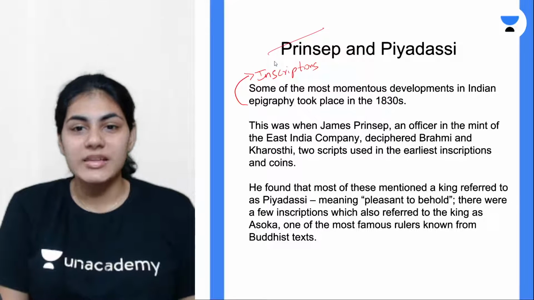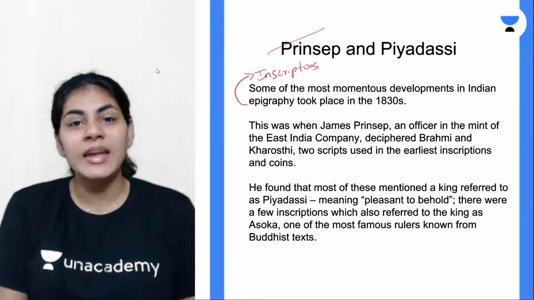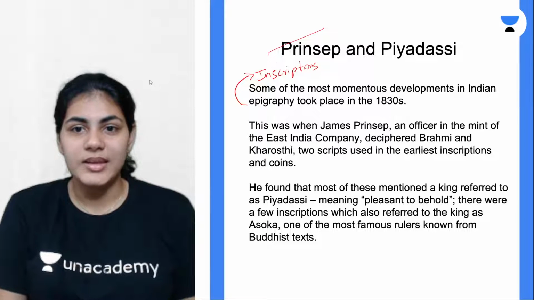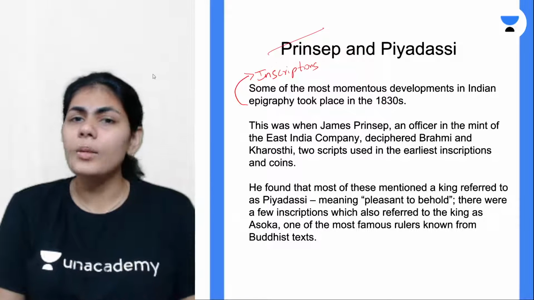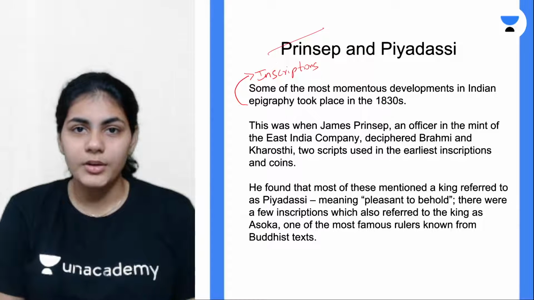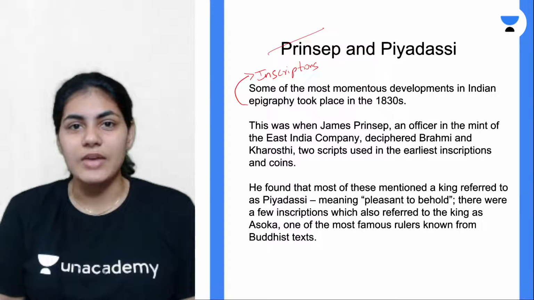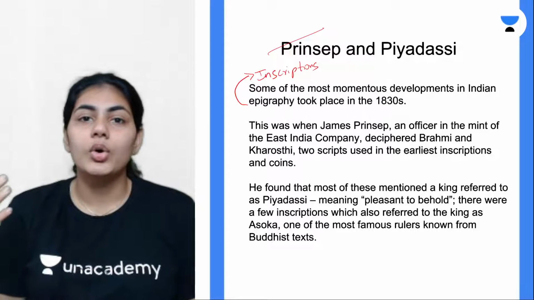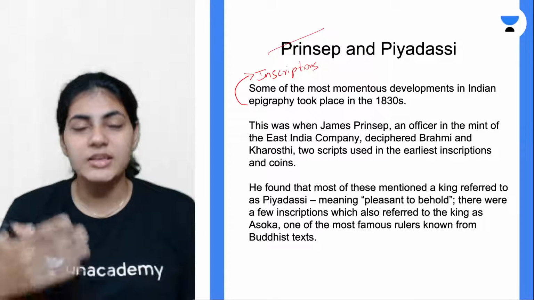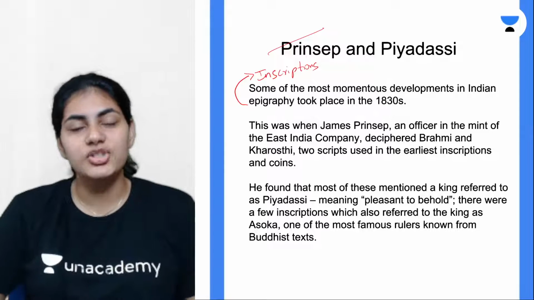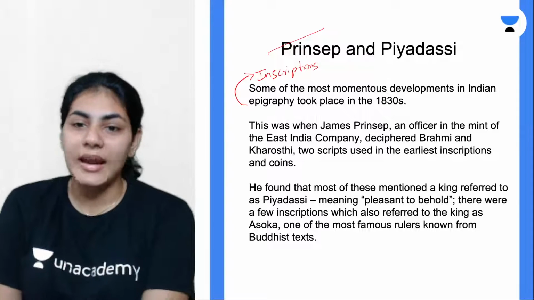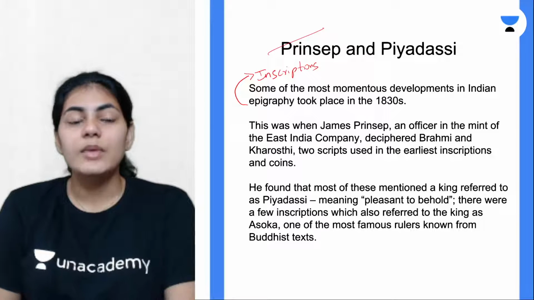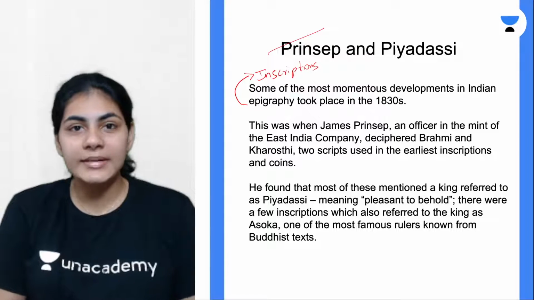And they have been deciphered by James Prinsep in the 1830s. Yes, so that's another important point. But again, who was James Prinsep? As the name suggests, he's definitely not an Indian. So he is an Englishman. He is a part of the EEIC, English East India Company. And as a part of the company, he entered India. He was an officer in the mint department.